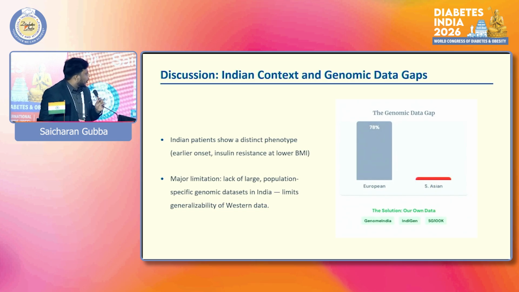In the Indian context, Indian patients have a distinct phenotype with earlier onset and insulin resistance at even lower BMI. And there's a major limitation that the genomic data map is mostly European or Western data, and there's not much data available for the genomic panel of South Asians.